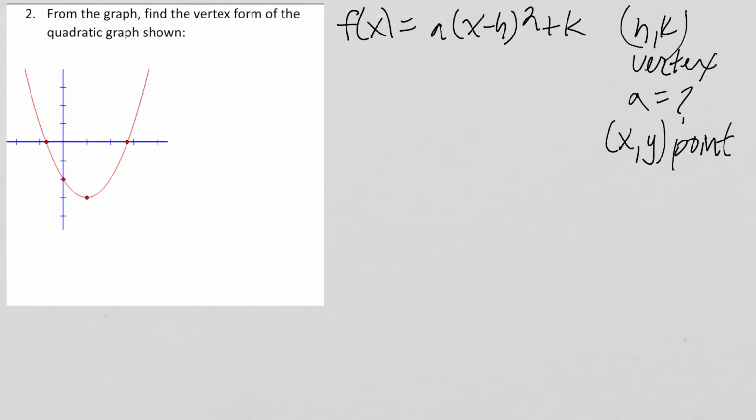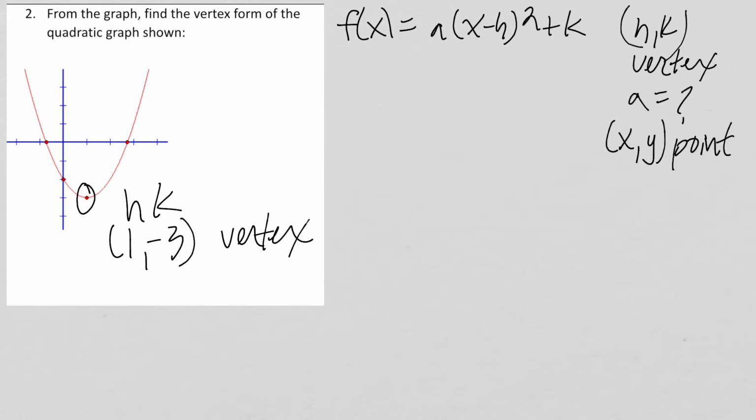So let's see if we can find the vertex first, which is this low point down here. That looks like it's at 1, comma, negative 3. That's my h and my k. And now we could choose any other random red dot there. That would make sense. I'm not going to choose the ones on the x-axis because that's some kind of decimal value. So I am going to choose this one right here. And what is that specific point? It's 0, comma, negative 2.